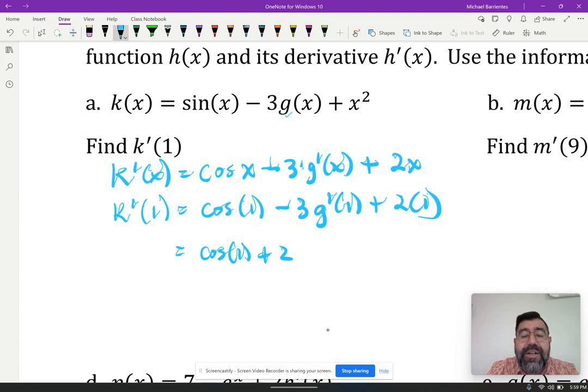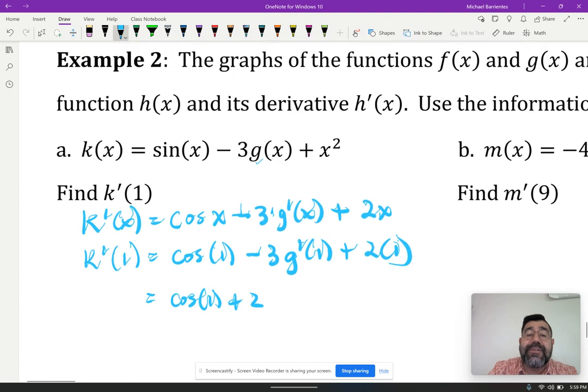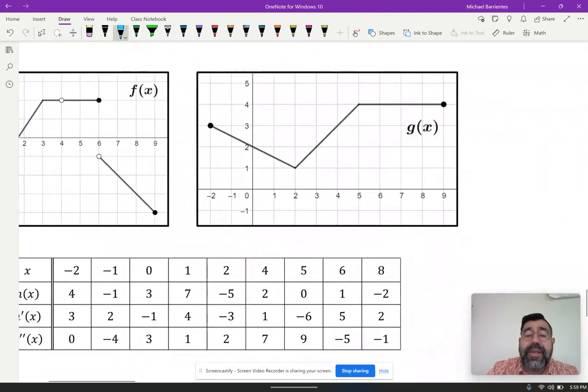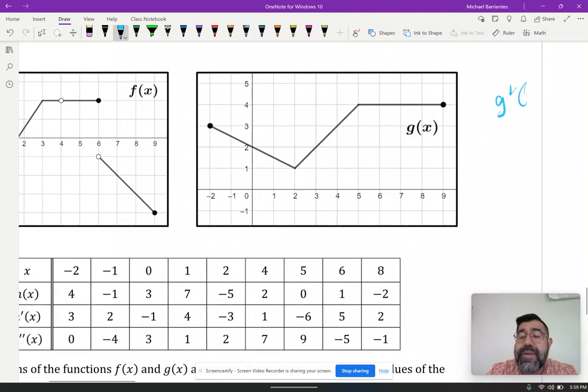But here, I got to look at the graph of g and find the derivative at x equals 1, and then multiply it by 3 and subtract that whole answer from the other two. So g prime of 1. So I'm going to come over here to my graph, and I'm looking for g prime of 1. Well, here's 1, but I'm looking not at the y value, I'm looking at the derivative. So I need the derivative of this line segment. Well, it looks like it's going down. It's a slope, so it looks like it's going down 1 over 2, right? Or in this case, down 2 over 4, which reduces to negative 1/2.